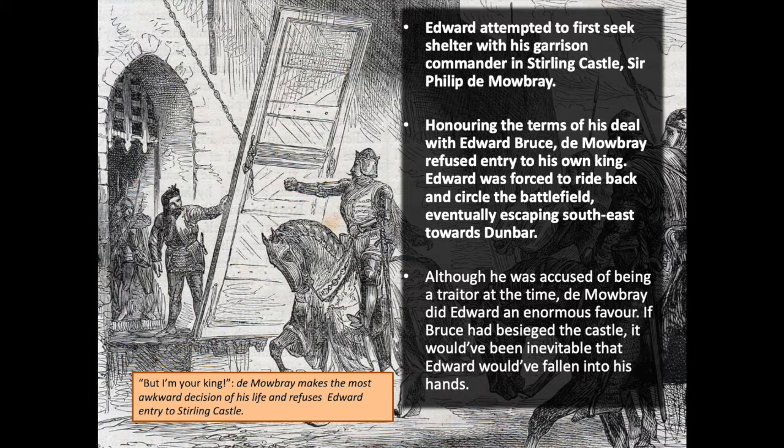So although he was accused of being a traitor at the time, poor Sir Philip de Mowbray did Edward an enormous favour on the day. If Bruce had besieged that castle after Edward had gone and sought refuge in it, it would have been inevitable that Edward would have fallen into his hands. The ransom money for that is unthinkable, and the political power as well that Bruce could have taken from that.